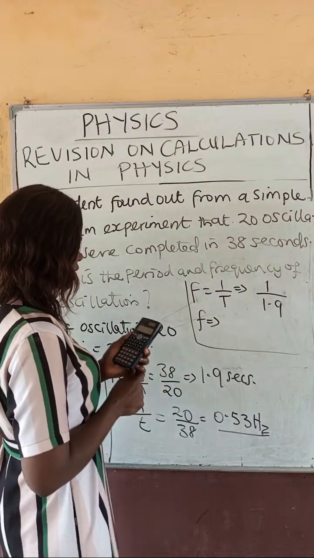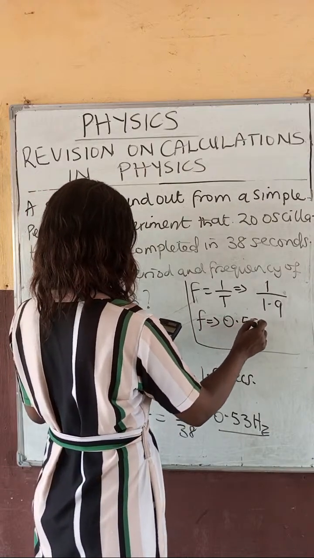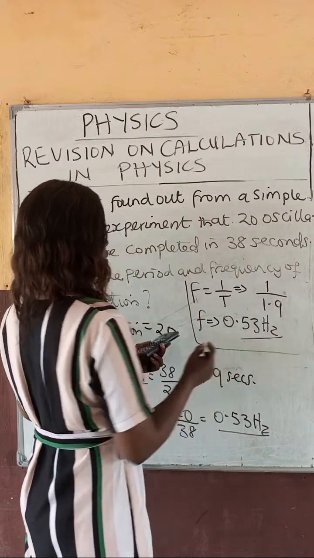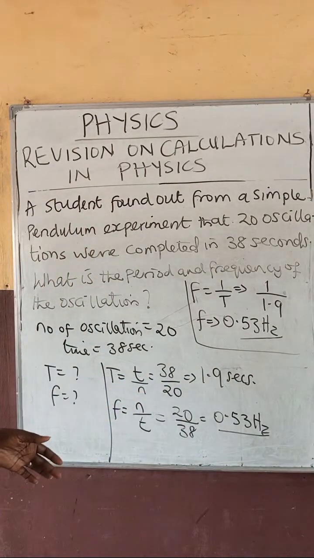And my answer is still equal to 0.53 Hz. So you can see that frequency and period are inversely proportional to each other. So let me explain again.